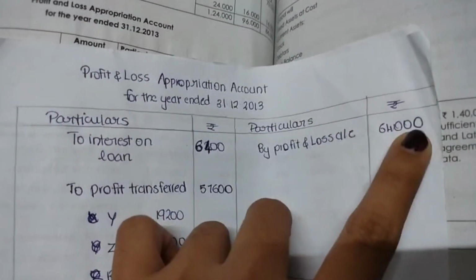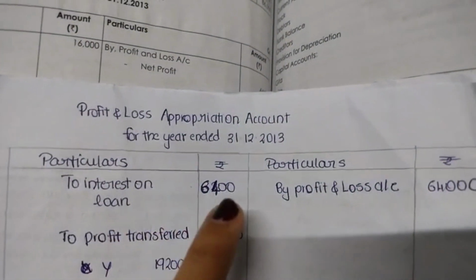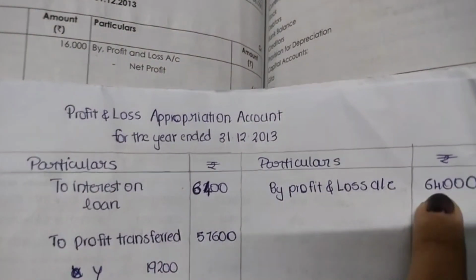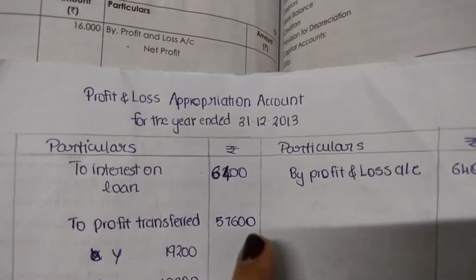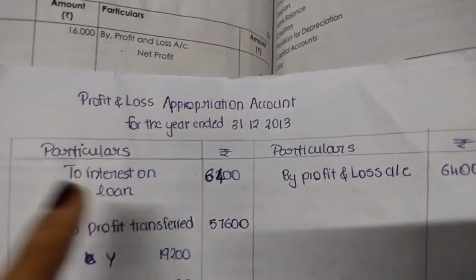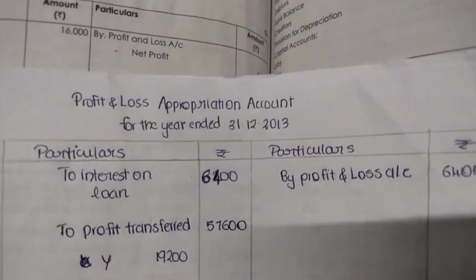So we are considering the 64,000, fine, but the 64,000 will be affected because of the interest 6,400 which we are going to pay. So the 6,400 has to be subtracted from the 64,000, and the rest has to be shared among the partners. 57,600 is the profit we will get from this, and this has to be transferred to Y, Z and R.